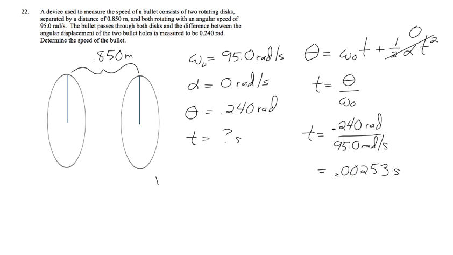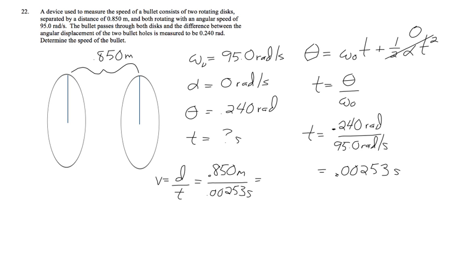So for speed, I am going to use V. V is distance over time. The distance is 0.850 meters, and the time is 0.00253 seconds. Sort of a clever way of actually figuring out the speed of a bullet, right?